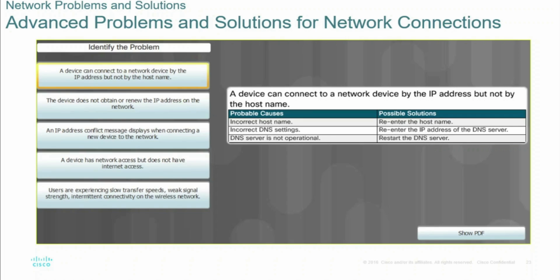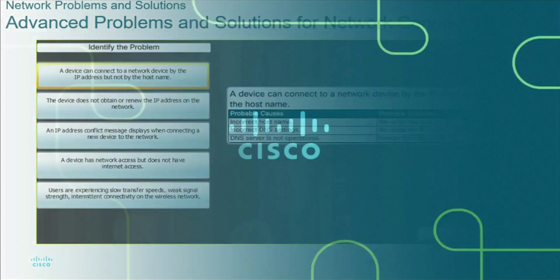Now, users are experiencing slow transfer speeds, weak signal strength, and intermittent connectivity on the wireless network. This can be because of multiple huge downloads happening, or the signal is weak, meaning you need to change the position of your Wi-Fi device so that the signal will be stronger. Like this, you need to change a few settings to solve the problem.